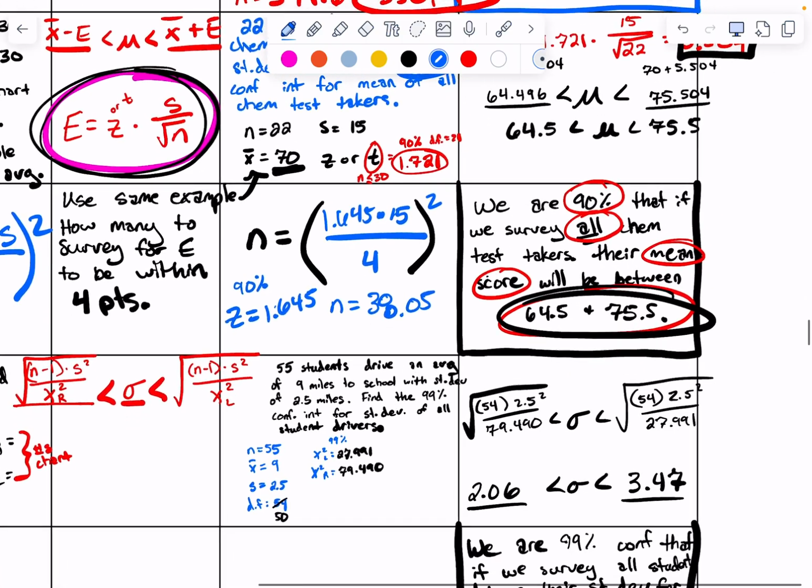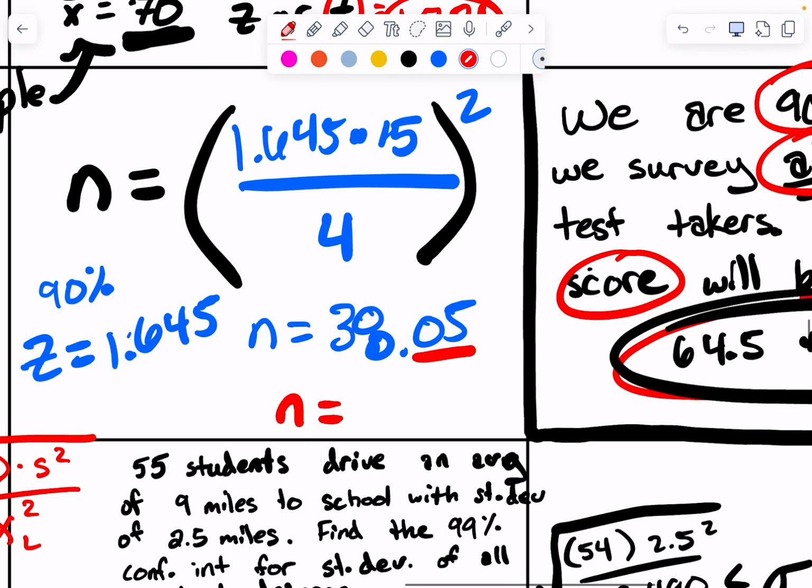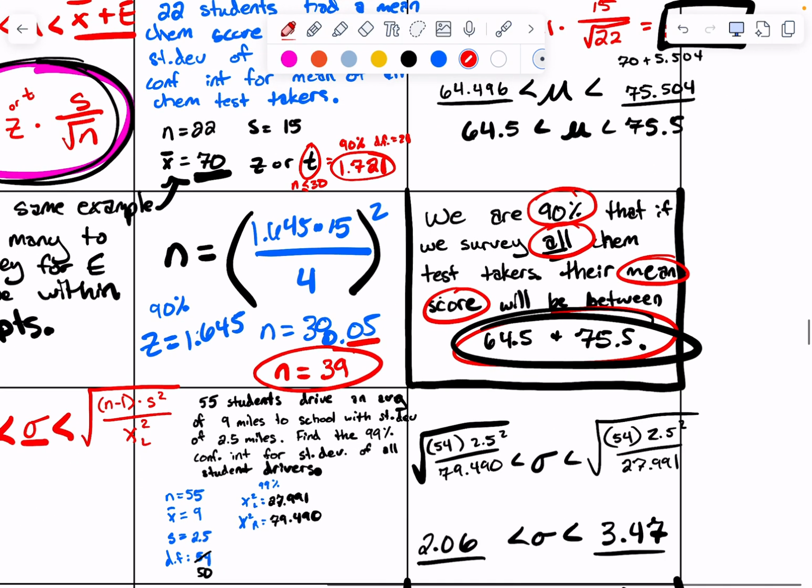But we always round up. So even though that's slightly above 38, what if I only surveyed 38? What would my error end up being? It would end up being 4.01 error, and I want 4 at max, right? So if I want 4 max error, I have to survey 39 people. That's why I have to round up. Otherwise, the error will be slightly above 4. So I have to survey 39 people.